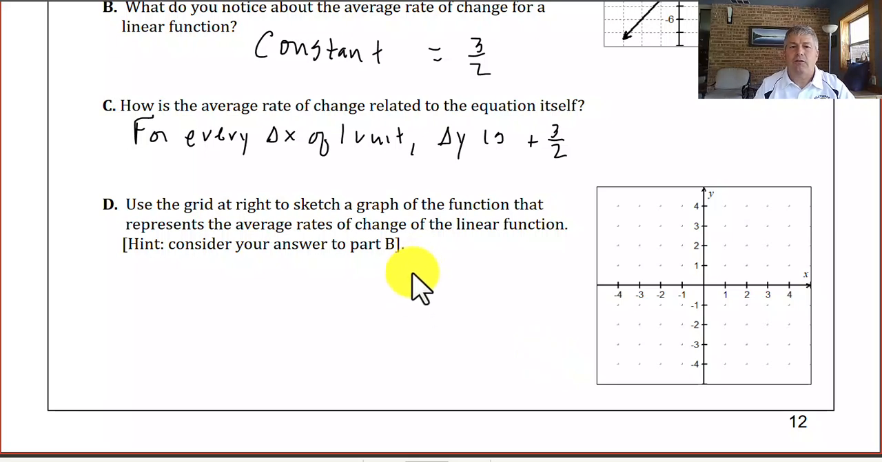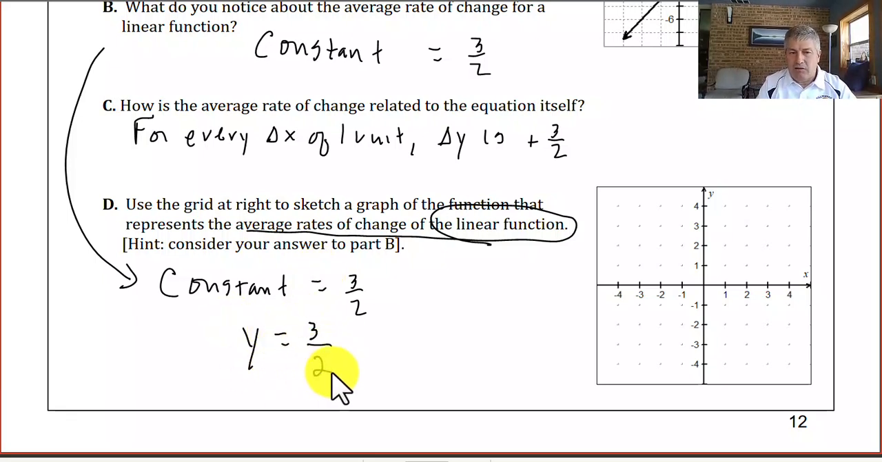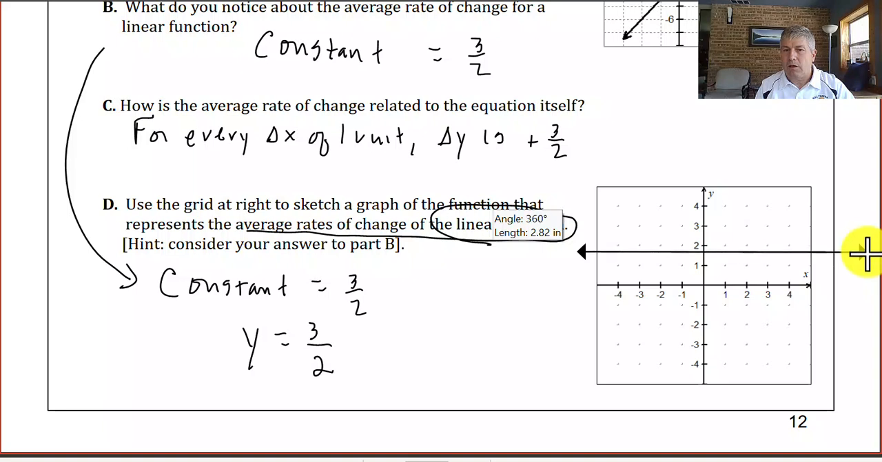Question D says, use the grid at the right to sketch a graph of the function that represents the average rates of change of the linear function. Well, remember, our average rate of change in a linear function, hint, consider your answer in part B, is constant. It's always the same. It's 3/2. So our function here for our rate of change is y equals 3/2. So that would be a graph that looks something like that.